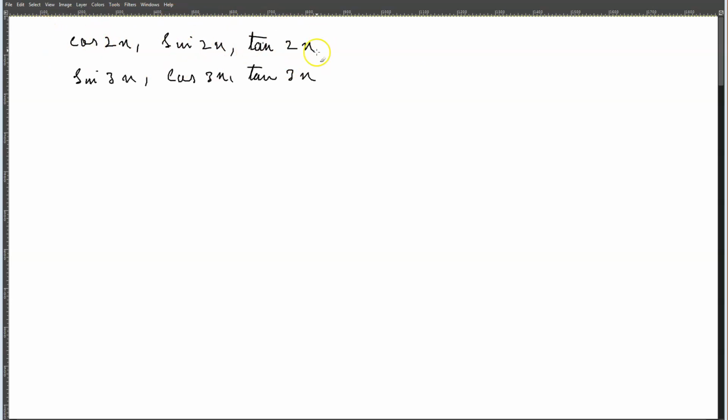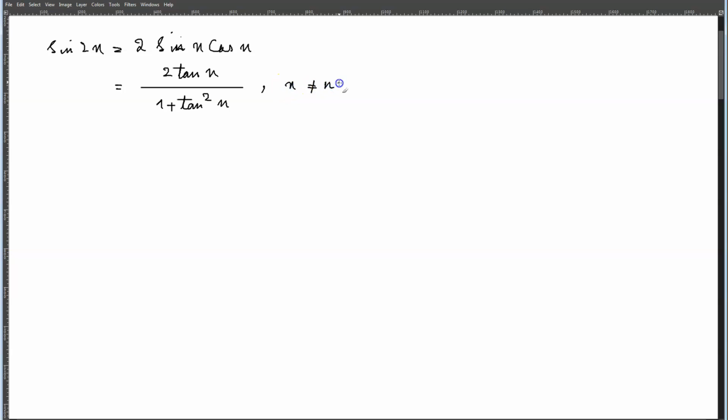So let's start with these three. We said that sine 2x is equal to 2 times sine x cos x, and it is also equal to 2 times tan x over 1 plus tan squared x, for all x not equal to pi by 2 or any odd multiple of that. So for all x not equal to n times pi plus pi by 2, where n belongs to a set of integers, and that is basically sine of 2x.